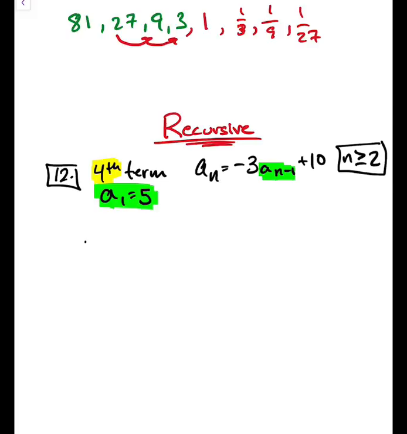So I'm going to find the value of a sub 2 because I know what a sub 1 is. That's 5. And for a sub 2, I go to my formula. That's going to be -3 times a sub n minus 1, and then plus 10.